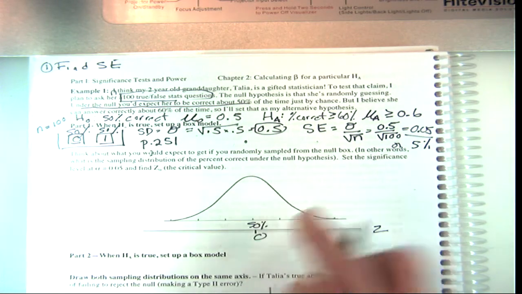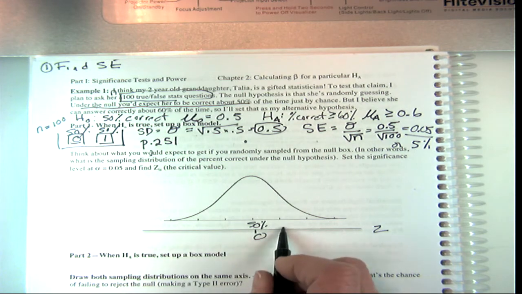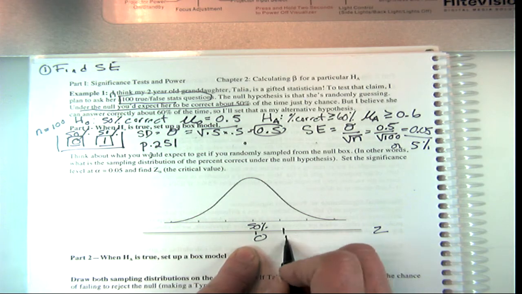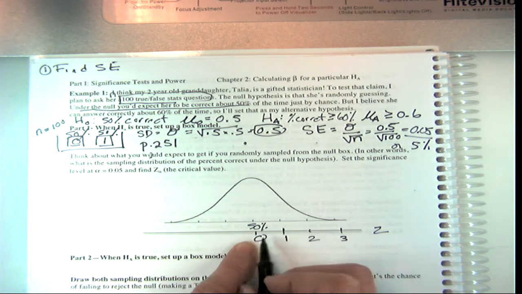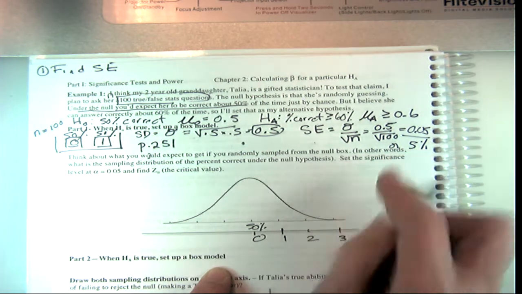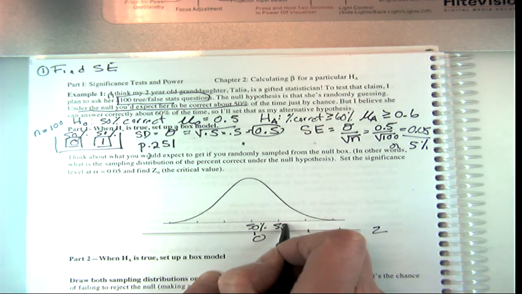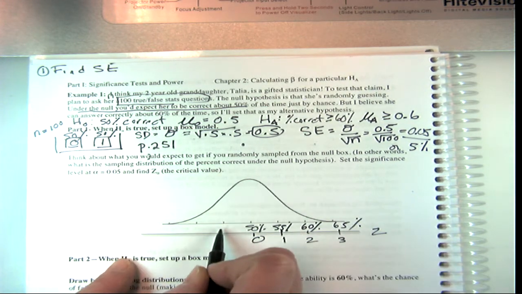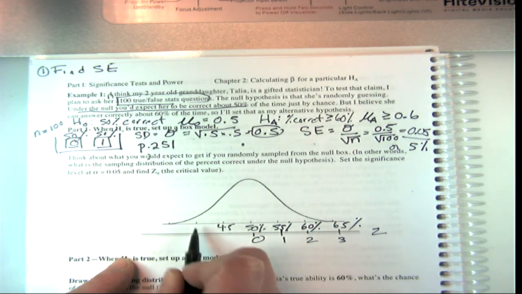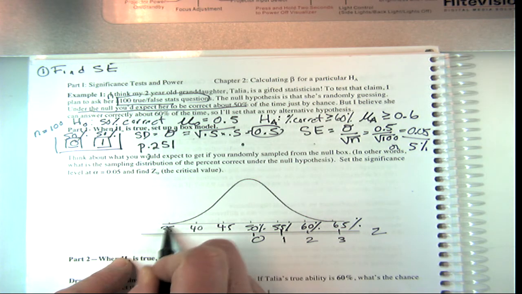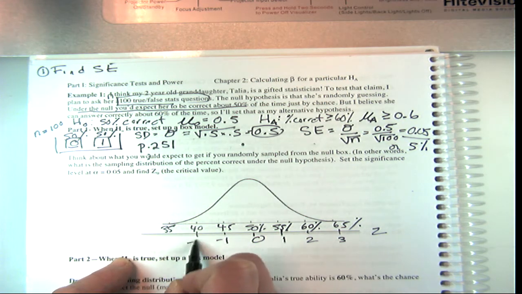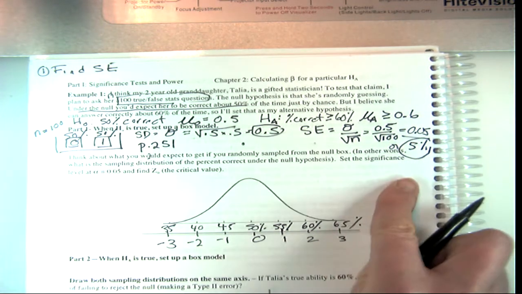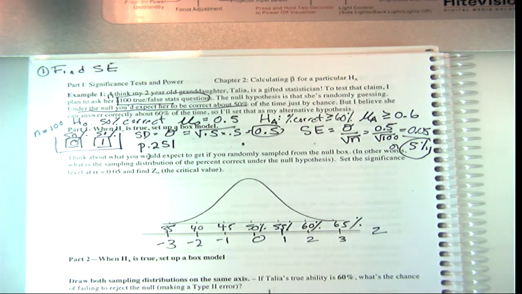So that means one standard error is 5% on here, since z-scores measure how many standard errors. So that's 55%. So here's where 60% would be, then 65, and this is going to be 45, 40, and 35. And that would be -1, -2, and -3. So this right here is the standard error. And we're going to stop right there.